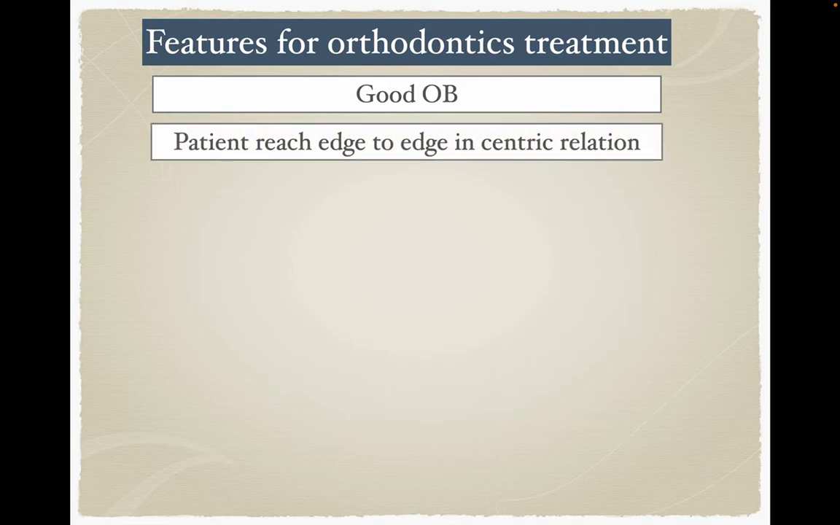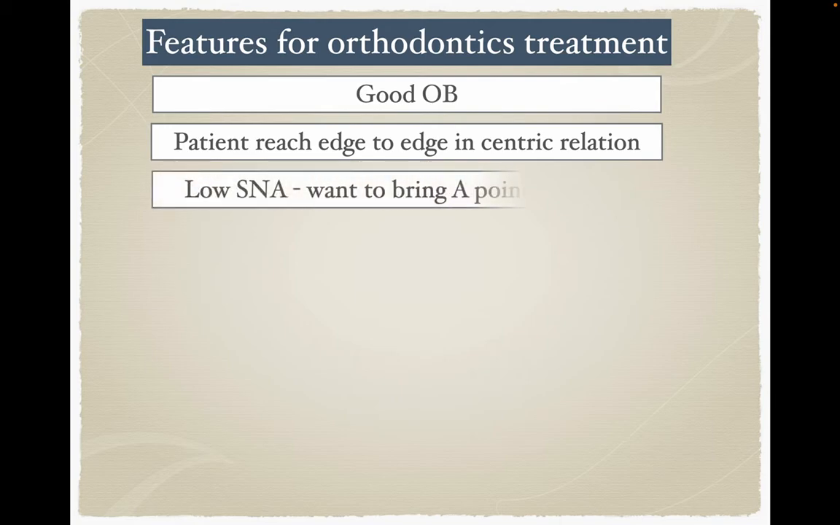If the patient can achieve edge to edge, that is even better, because when the patient achieves edge to edge, that means that the overjet is 0. So for example, if a patient has a crossbite with displacement and the overjet is minus 4, and then you put him edge to edge, that means the minus 4 millimeter overjet is purely due to displacement, and the case is much easier than it looks.